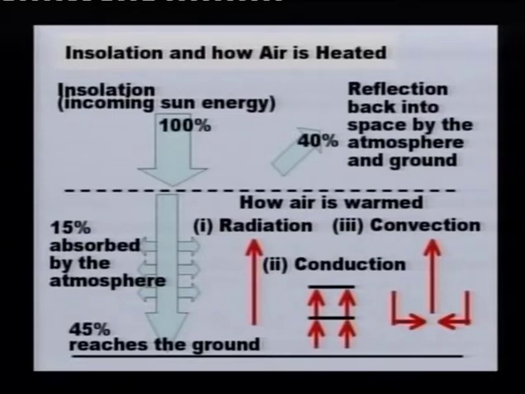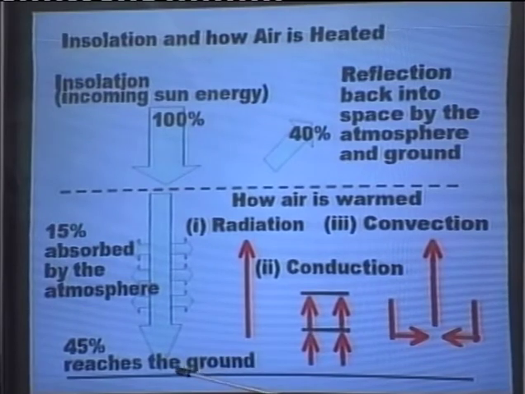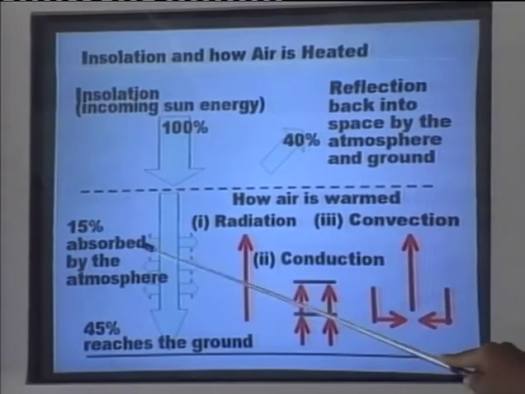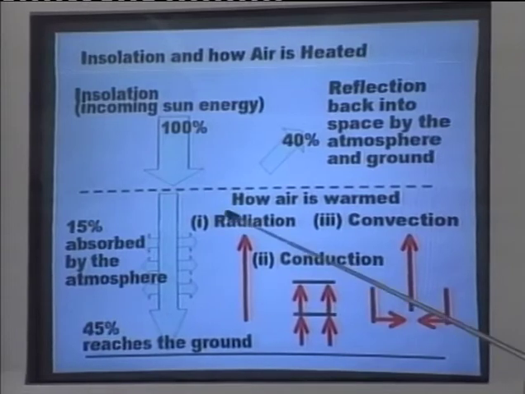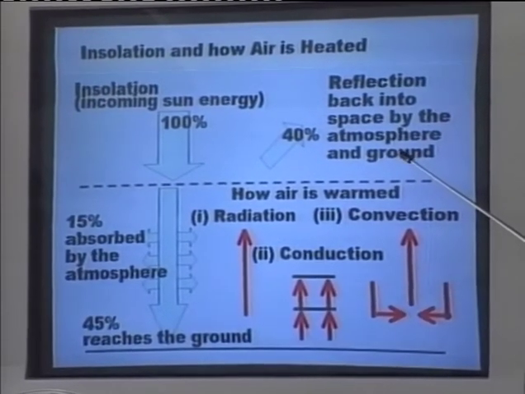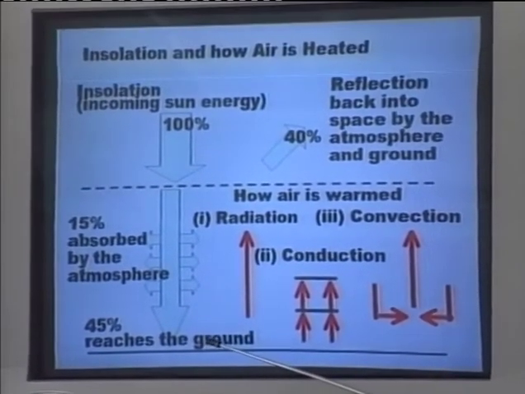From that small proportion coming through, not the whole 100% will reach the ground. Along the way, we have already learned that a certain percentage of that energy is absorbed by the atmosphere, and a certain percentage is reflected or scattered by the atmosphere and also by the Earth's surface.